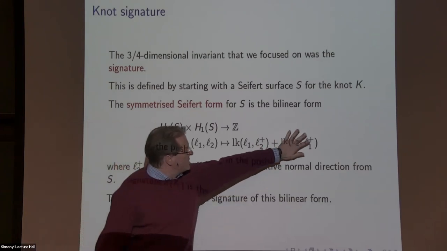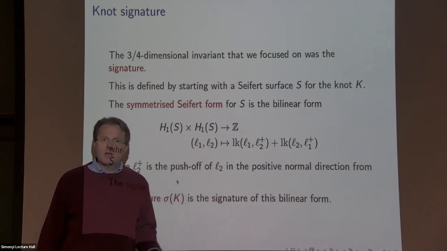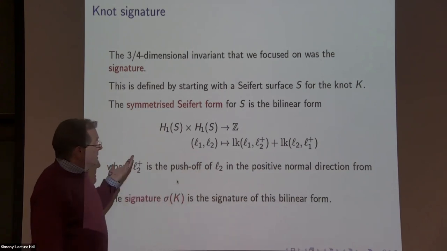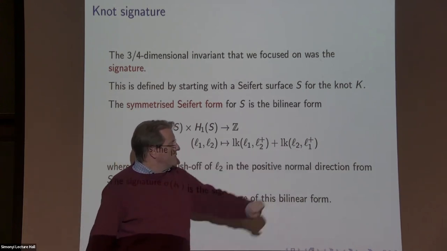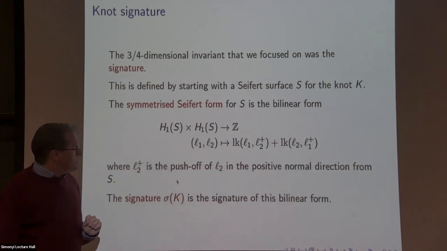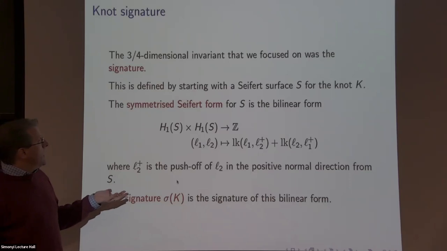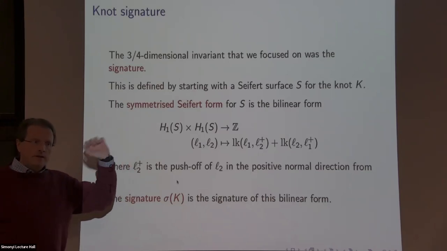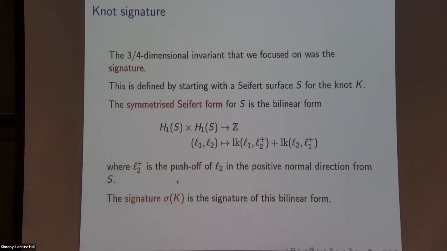So if you don't have this right-hand side, that's the Seifert form and is used to produce, for example, the Alexander polynomial. But if we symmetrize it by adding on the linking number of L2 and L1 plus, this is the symmetrized Seifert form. And it turns out that its signature is an invariant of the knot, not just of the Seifert surface. So a very important classical invariant, which was defined in the 1960s.